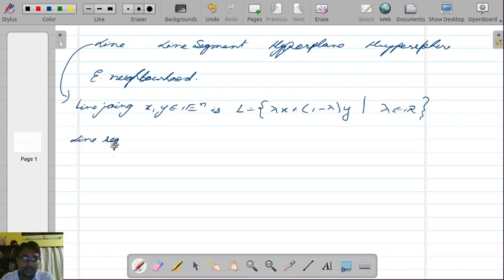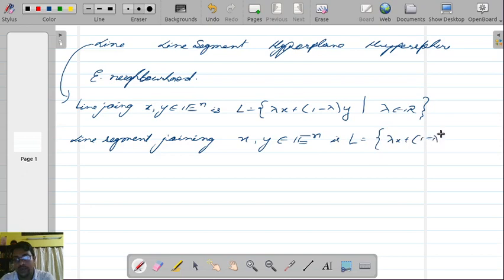Then line segment joining these 2 points x comma y in E to the power n is also the collection of lambda x plus 1 minus lambda y, but there is a restriction that lambda should be a real number which lies between 0 and 1. So if we restrict lambda to lie between 0 and 1, then we get something called a line segment. Then we have hyperplane.